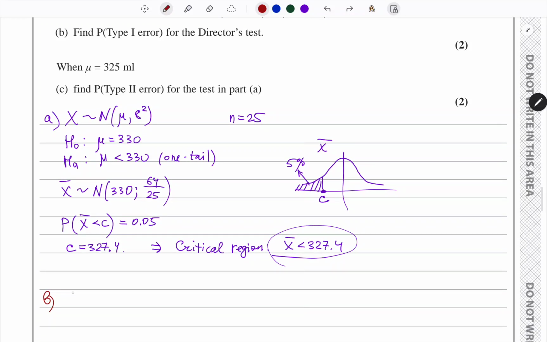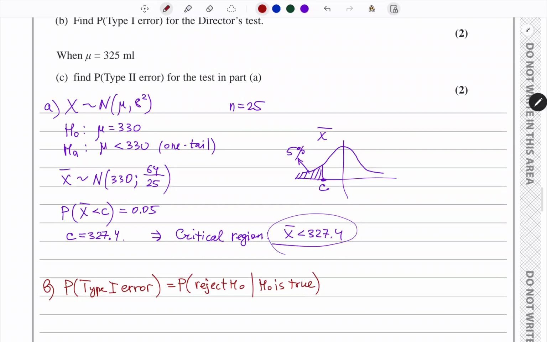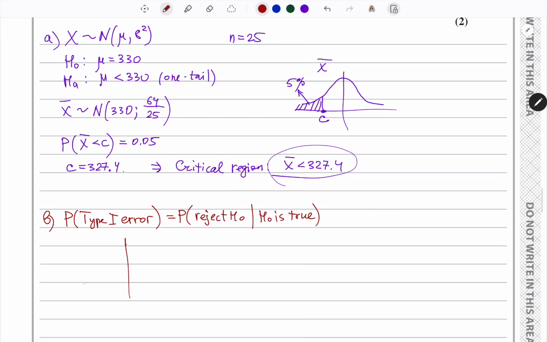Okay, we have to recall the definition of the type 1 error. The probability of type 1 error is the probability to reject the null hypothesis given that the null hypothesis is true. So how is it true? Let me draw a diagram again. The null hypothesis is true when mu is 330.